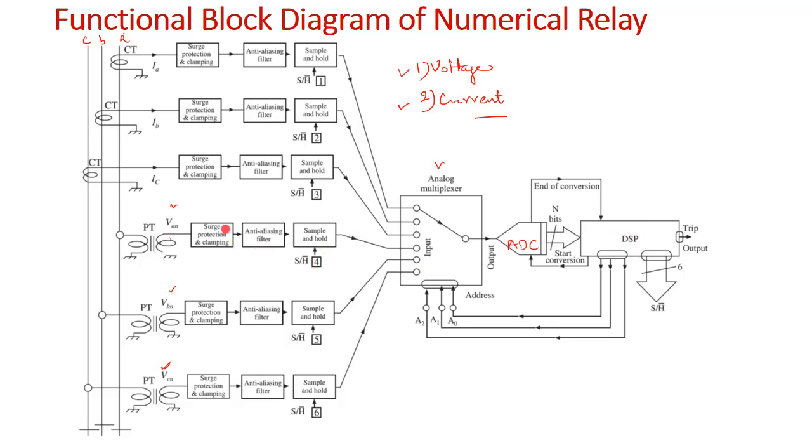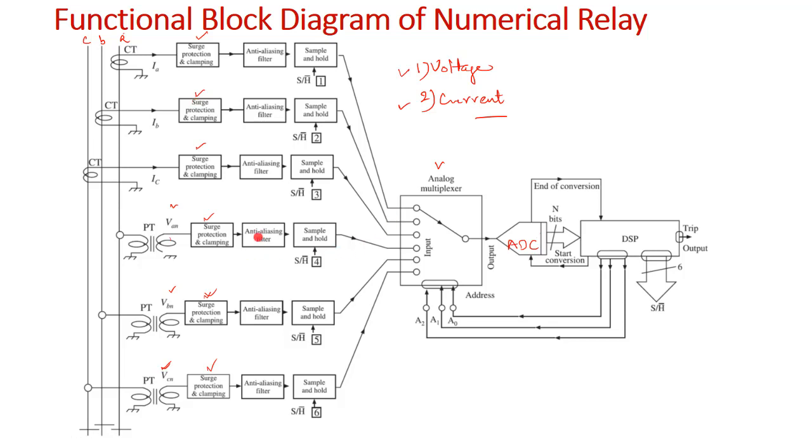But we know that we need some signal conditioning circuit, because some surges are always present in the signal. These surges may hamper electronic circuits like the ADC. Also, sometimes after the sample and hold circuit, it gives a bad sample, right? So it is important to condition these signals, that means to remove these surges from the signal. Therefore, we use the surge protection and clamping circuit. This surge protection and clamping circuit removes the surges from the signals.